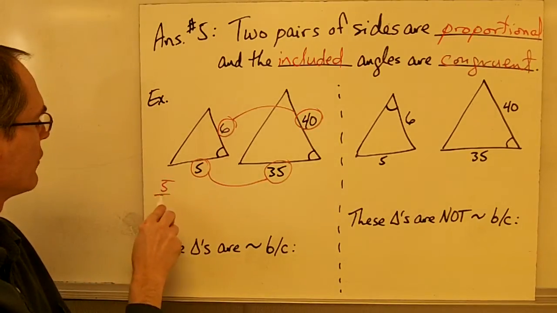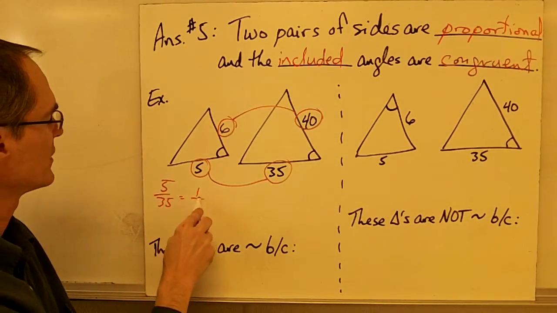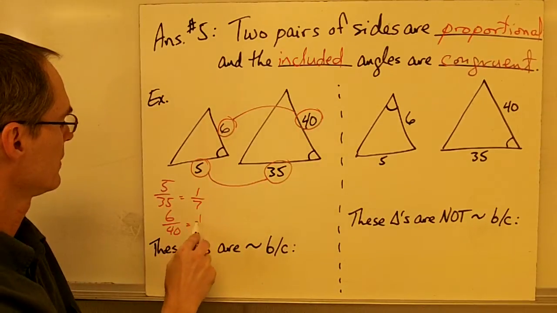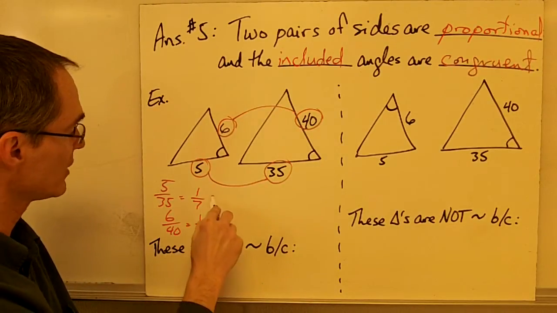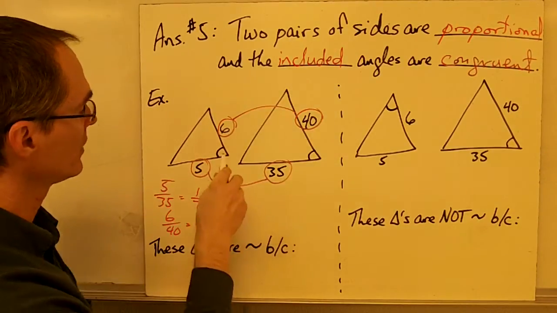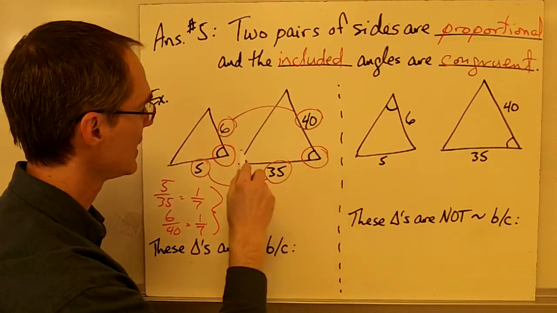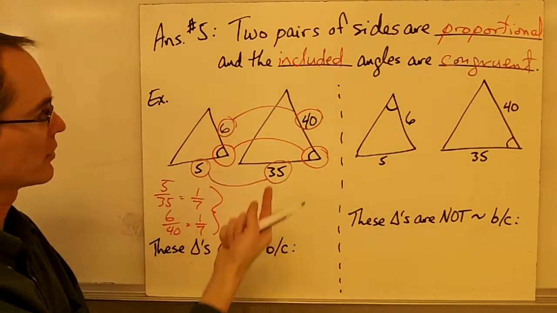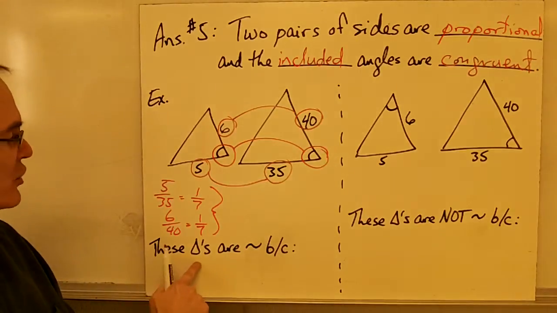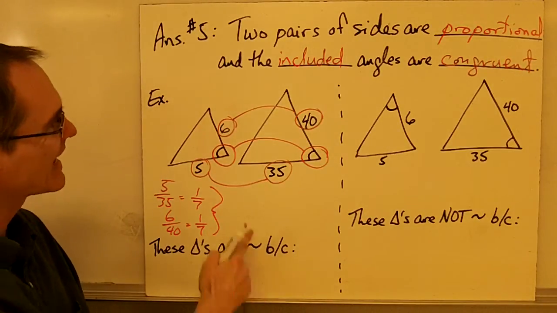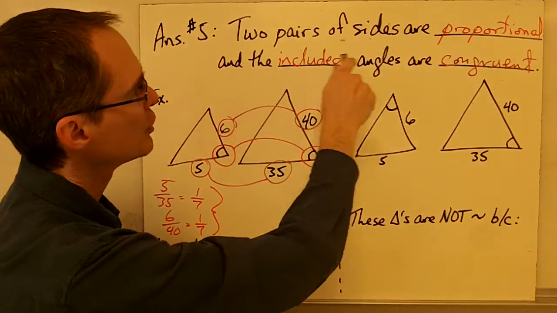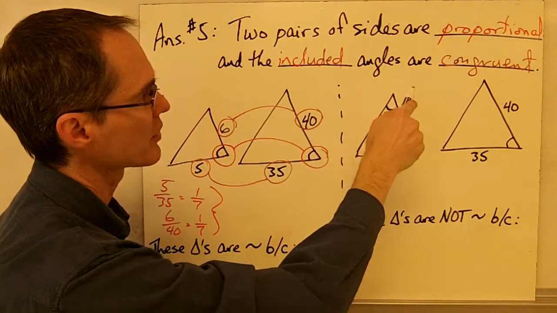So 5 over 35 is 1/7. 6 over 40 is 1/7. So since these two are equal, then I know that two pairs of sides are proportional and the included angles are congruent. Therefore, these two triangles are similar. So I can say these triangles are similar because, and again, I could write out this whole statement. These triangles are similar because two pairs of sides are proportional and the included angles are congruent.